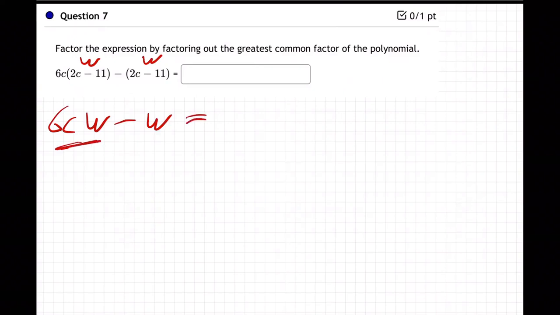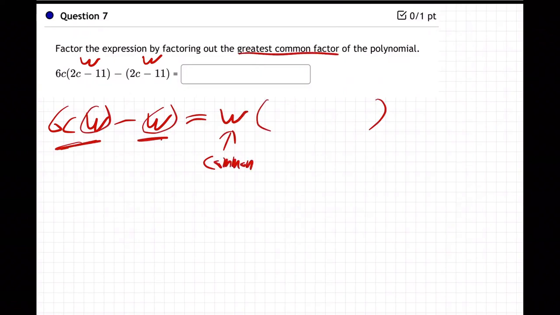You would look at these two terms and you'd say, look, they both have a W. We always put what's in common in the front, don't we? Call that the greatest common factor. We put whatever they share in common in the front. And then what do we put on the inside? Well, whatever works. Got to put a minus in the middle because we have a minus in the middle. And you just make it work.